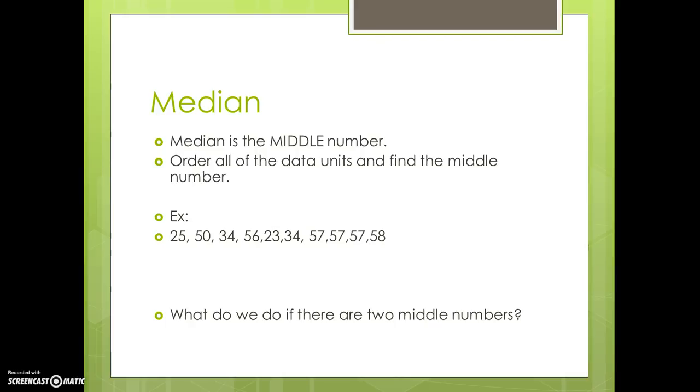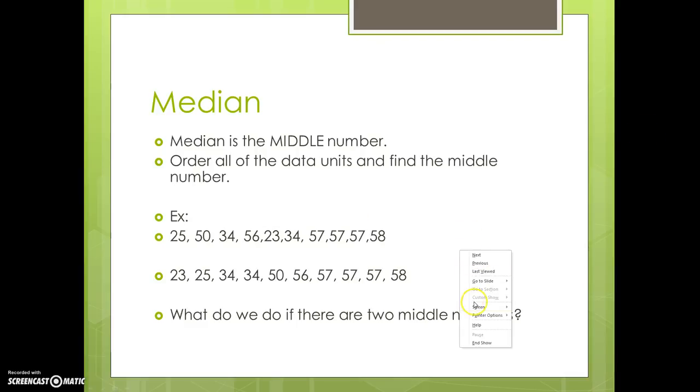Okay, now once you've put them all in order, you should get 23, 25, 34, 34, 50, 56, 57, 57, 57, and 58. So when you're finding the median, you're finding the middle number. What I like to do, I usually do this on paper, is write out all the numbers in a row, and we want to find the very middle number. So I'm going to cross one off from the left, cross one off from the right, and keep going. And now we're kind of stuck because we have two numbers that are in the very middle.